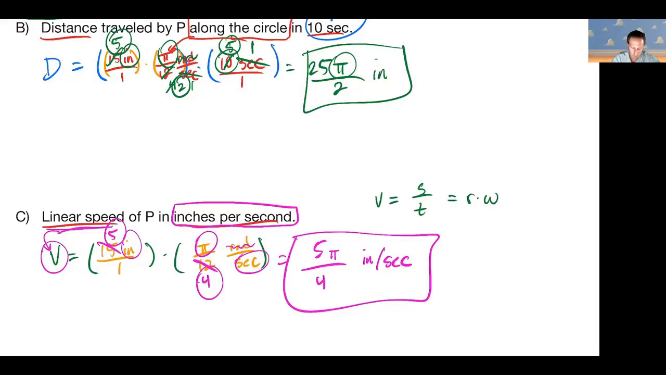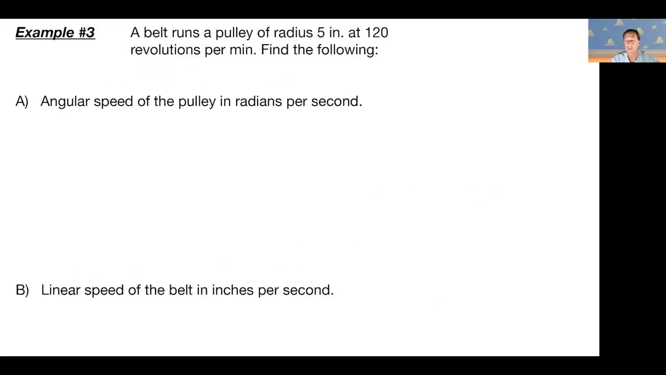There's really only one other type that we're going to see, and again, there could be different variations of these formulas. Just make sure that you're comfortable with them and know what everything represents. So here's the third and final example. Very short section, yes. A belt runs a pulley of radius 5 inches. So right then and there, I know the radius is 5 inches at 120 revolutions per minute.